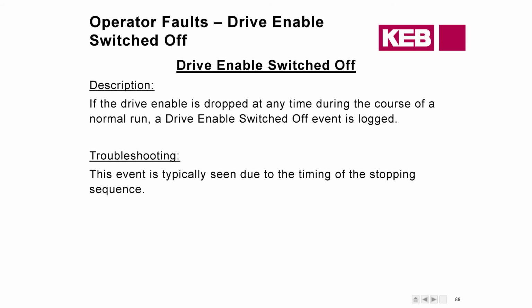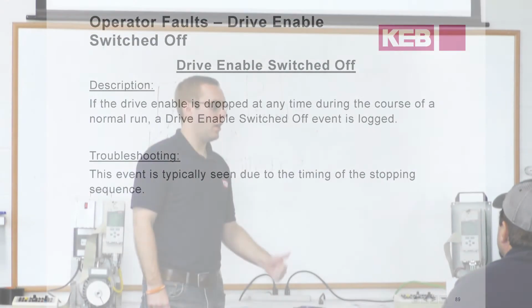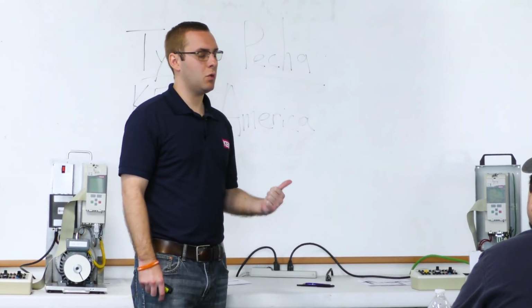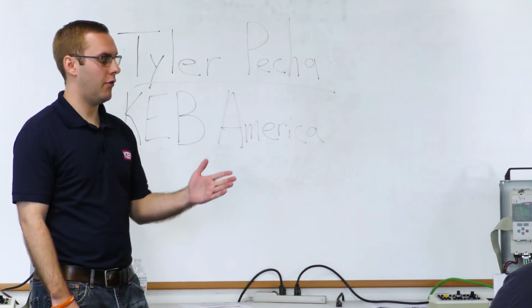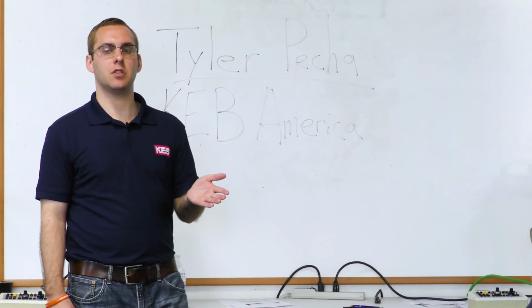Drive enable switched off. This actually is not an error. It's more of a status, similar to the base block or the BBL. This usually accompanies an error as well. This simply means that the controller has dropped the enable to the drive. If this is happening, you might see this with a fault. So if you go and look at the fault log, what you would see is the fault, and then you would see drive enable switched off.